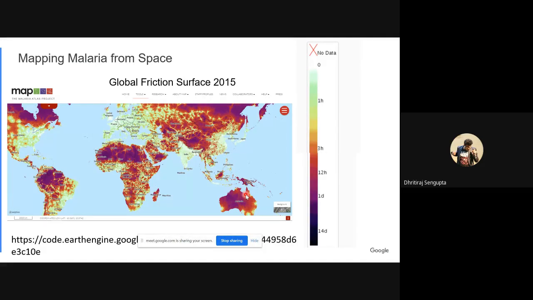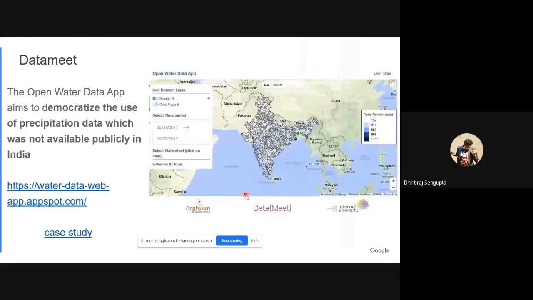So this was done using a digital elevation model. This was done using road networks. This was done in India using a freely open source, publicly available data set, CHIRPS, which is a precipitation data set available in Google Earth Engine. And it just provides you a precipitation data set at a basin level, right? So I've given you the link, you can check it out.